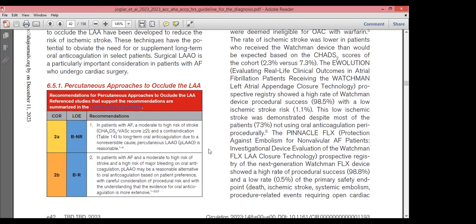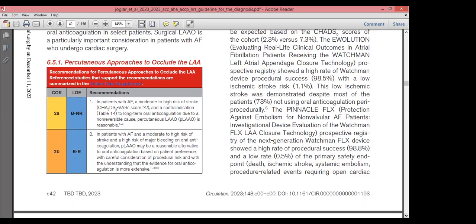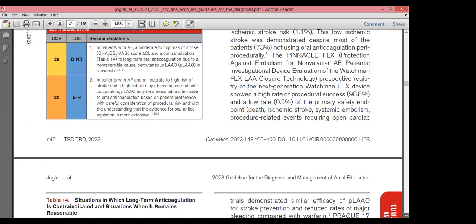So for percutaneous occlusion of the left atrial appendage, there is no class 1 recommendation. They are class 2 recommendations. Just like the atrial high rate episode, there's also no class 1 recommendation for that.